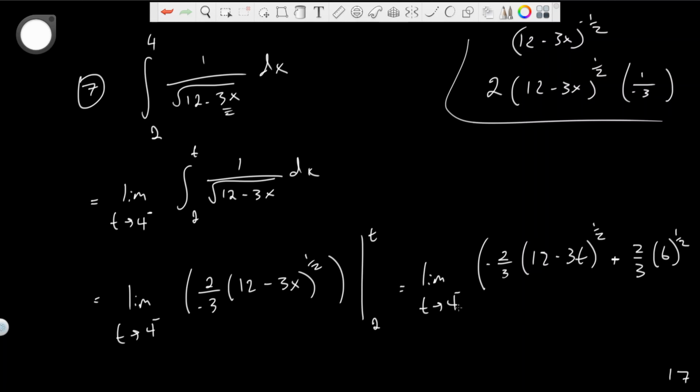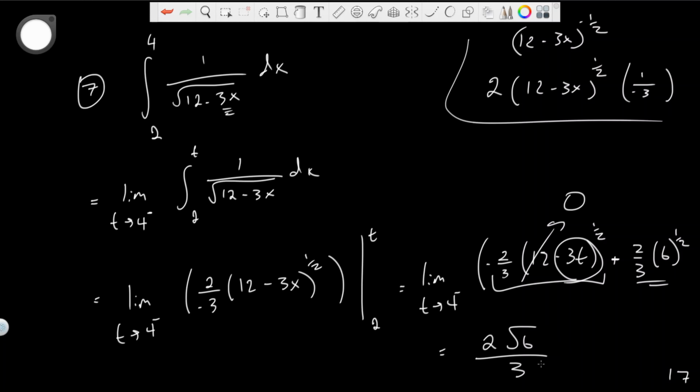Ooh, that's nice. As t gets closer and closer to 4, this term is going to 0. And then this is just going to 2/3 times 6 to the 1/2. So I believe my final answer is 2 times the square root of 6 over 3. Sweet. We got a final answer here.